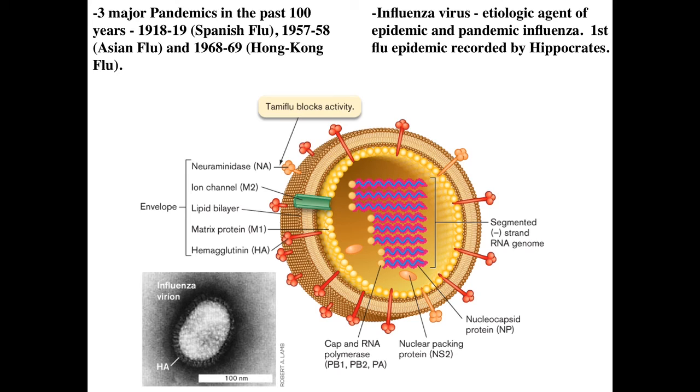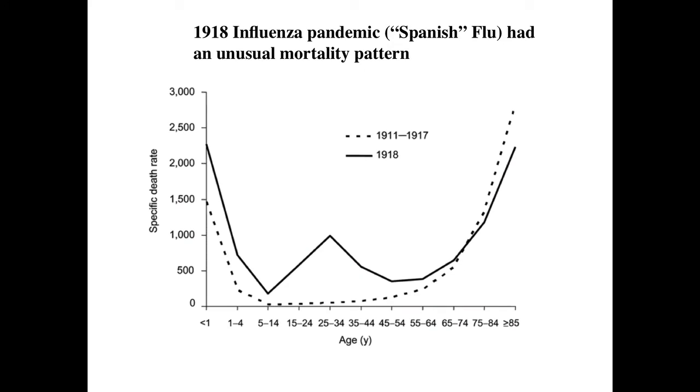So influenza virus is the etiologic agent of both epidemic and pandemic influenza. And the virus, or the flu itself, has been known, it was actually described by Hippocrates. So it's been around for a long, long time. Now, because I like history, I'll talk a little bit about this 1918 Spanish flu influenza.